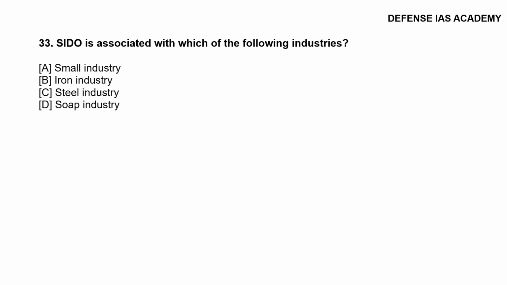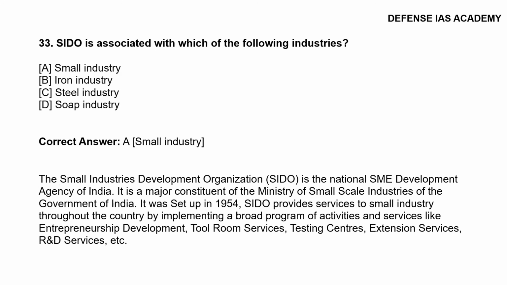Question 33. SIDO is associated with which of the following industries? The correct answer is option A, small industry. The Small Industries Development Organization, SIDO, is the National SME Development Agency of India. It is a major constituent of the Ministry of Small Scale Industries of the Government of India. It was set up in 1954. The SIDO provides services to small industry throughout the country by implementing a broad program of activities and services like internship development, tool room services, testing centers, extension services, research and development services, etc.